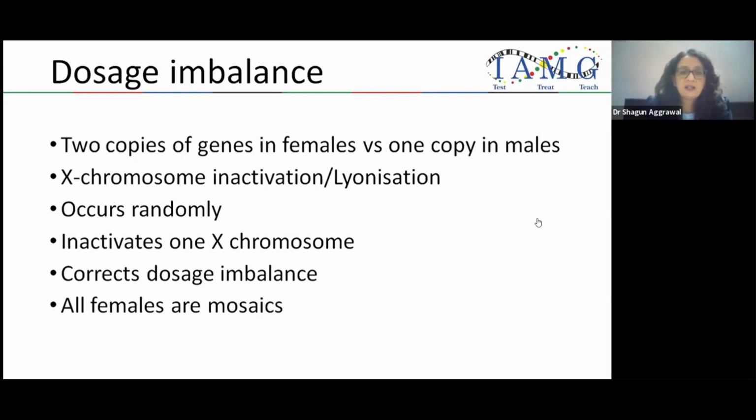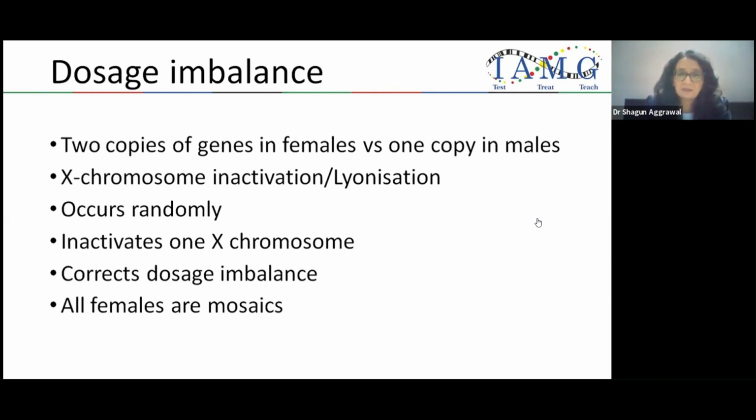So it is possible, and that's what usually happens, that in one cell, one of the X chromosomes will be functional, whereas in the other cell, the other copy of the X chromosome will be functional. So different cells have different copies of the X chromosome being active and the other copy being inactive. And by virtue of this process, finally, the dosage of the genes on the X chromosome remains the same between the males and the females, and this corrects the dosage imbalance.